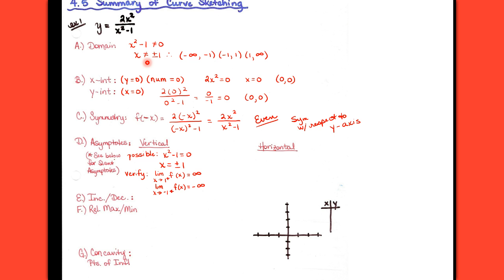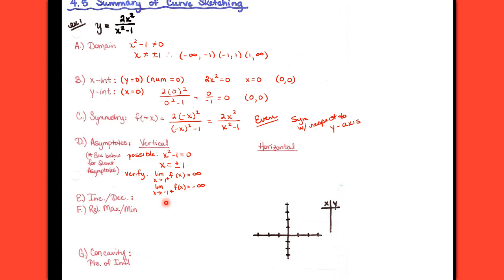Now, if I have to verify or justify those for AP purposes, remember that the justification is that the limit as x approaches that value, if I'm saying there's a vertical asymptote at positive 1, from either the left or from the right has to go to either infinity or negative infinity. Same story if I'm going to say that I have a vertical asymptote at negative 1: the limit as x approaches negative 1 from either the left or the right has to go to either infinity or negative infinity.